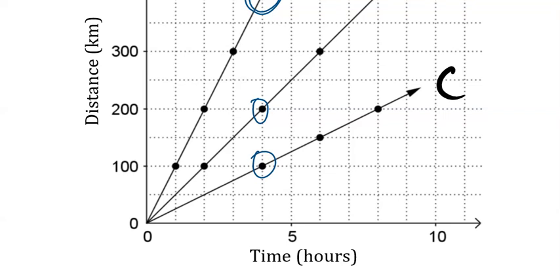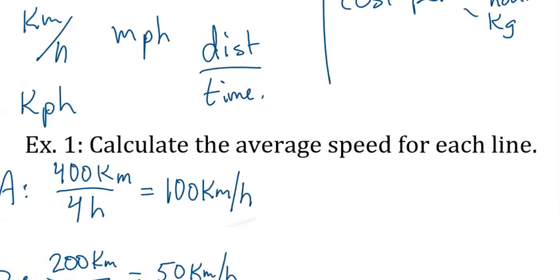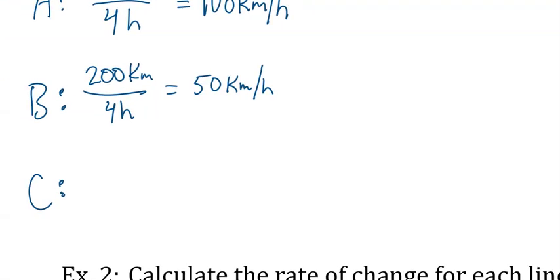So once again, if I look at the same point, comparing at the same time, in 4 hours, C has only gone 100 kilometers. Remember, this is only working because all three of these started at 0. So it's like 100 minus 0 over 4 minus 0. So that works. Okay? So 100 divided by 4 is going to give me 25 kilometers per hour. This could be a bike or something, or a car stuck in traffic. I don't know. Okay? And that's the slowest.